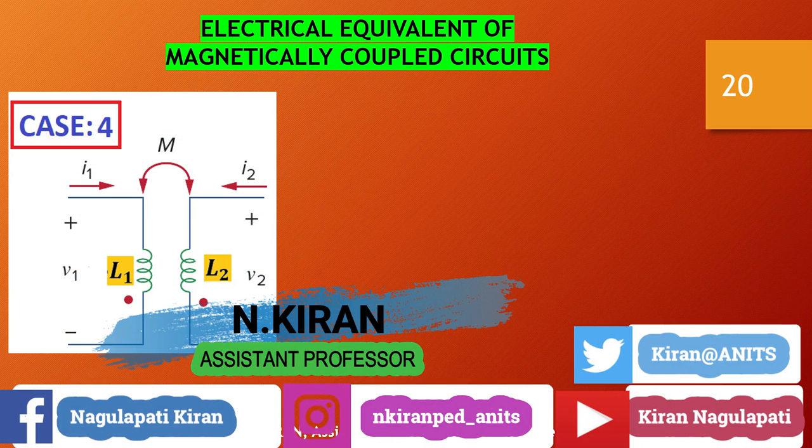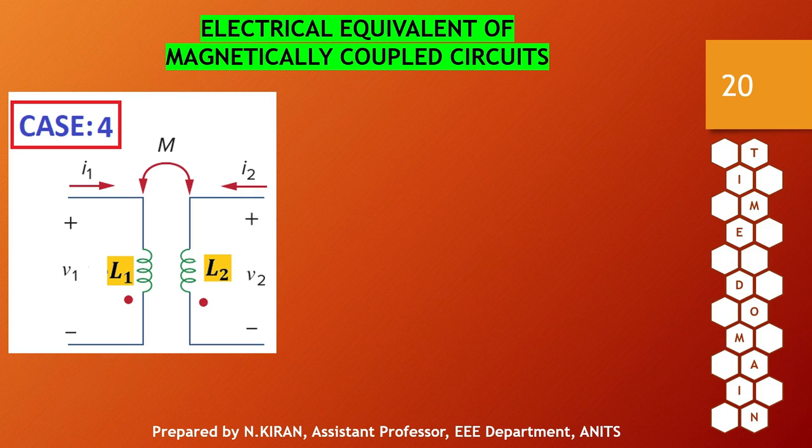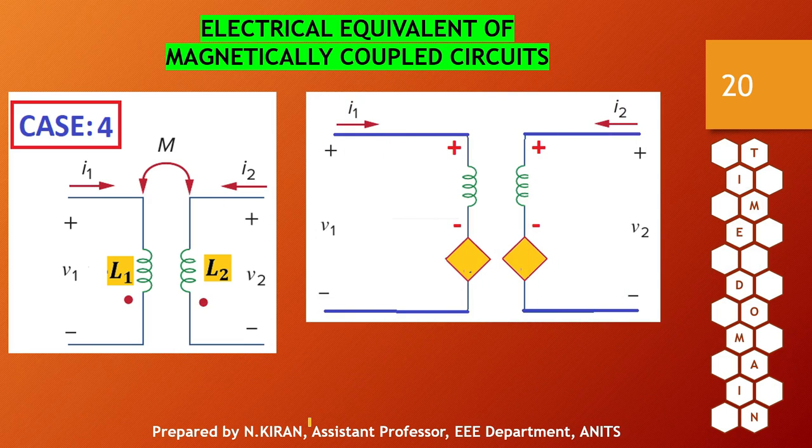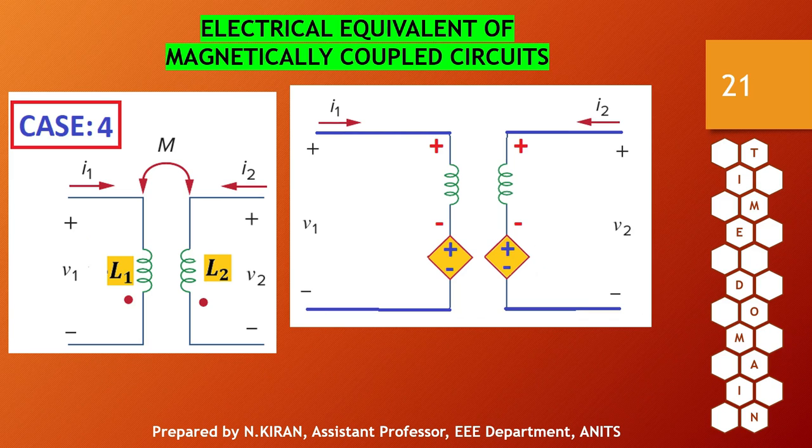The fourth case here in time domain. Here both the dots are located here. The current directions have not changed, so the self-induced EMF polarity will remain the same. Since I1 is entering at the undotted end, positive will be at the undotted end and negative at the dotted end. I2 is again entering at the undotted end, so the positive will be at the undotted end and negative at the dotted end. So in this case, the dependent source polarity will be positive, negative, positive, negative.